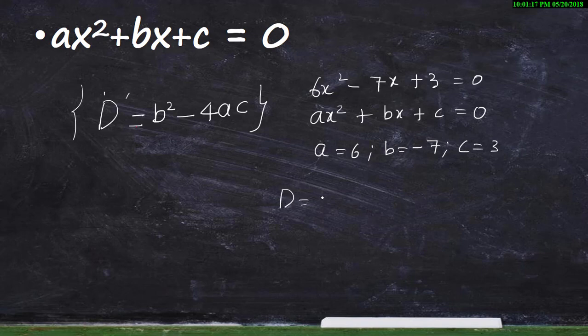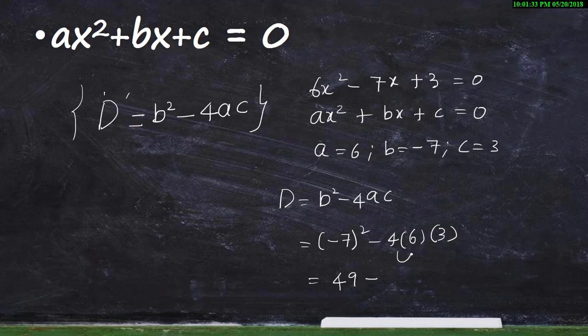Discriminant D is equal to b square minus 4ac. That means b is here minus 7, right? Minus 7 whole square minus 4 into a, which is here 6, into c, which is here 3. So minus 7 whole square is 49, minus 4 6s are 24, 24 3s are 72. So 49 minus 72. It will be minus 23, right?